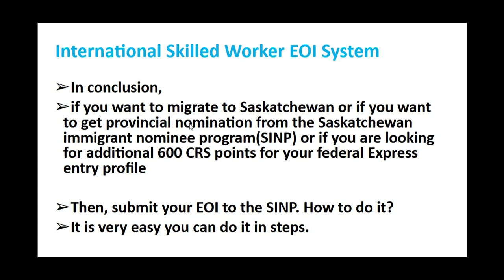Okay, so now in conclusion, as we discussed, if you want to migrate to Saskatchewan, or if you want to get provincial nomination from Saskatchewan through the SINP category, or you want to add 600 points in your Federal Express Entry profile, then you should first create an expression of interest to the SINP. Okay, now the question is how to create this SINP EOI profile. Okay, so it is very easy. You can do it in a few steps.